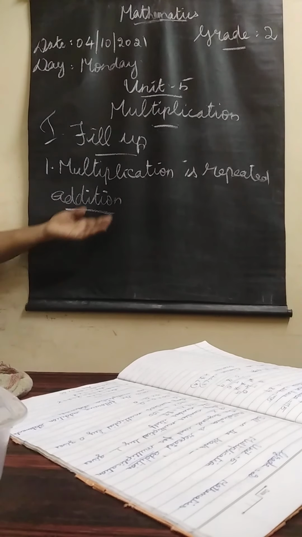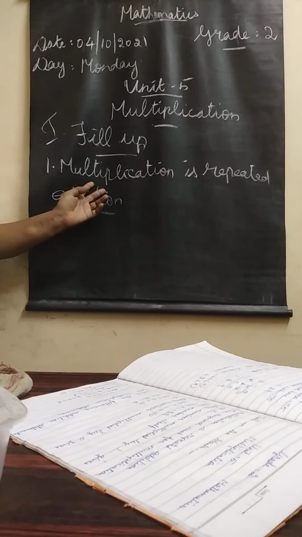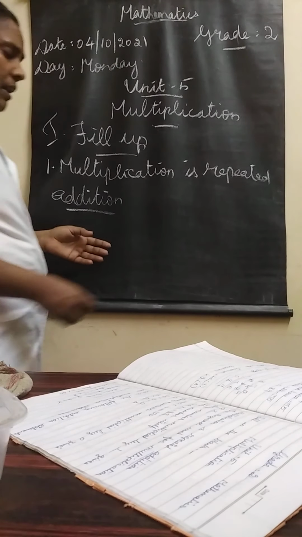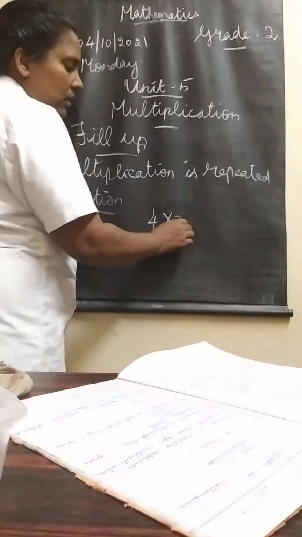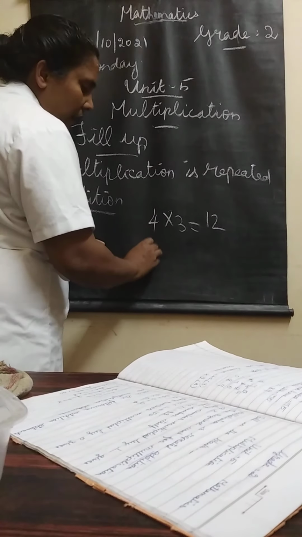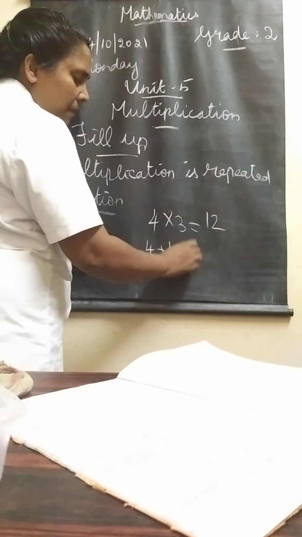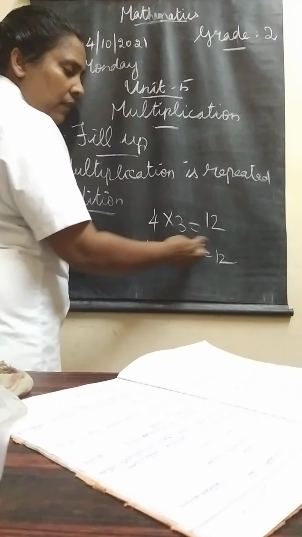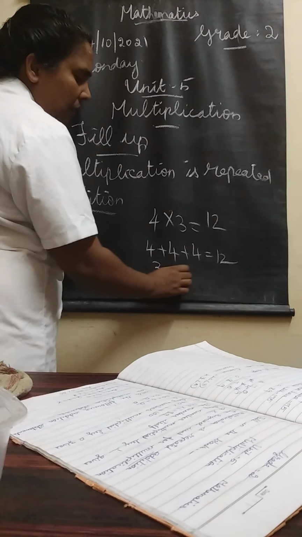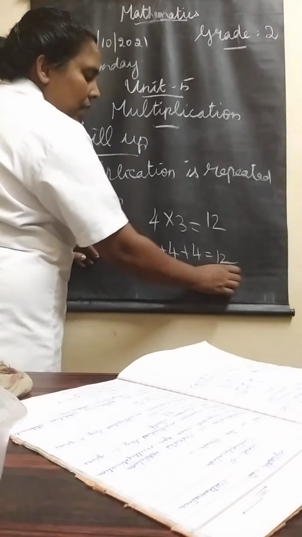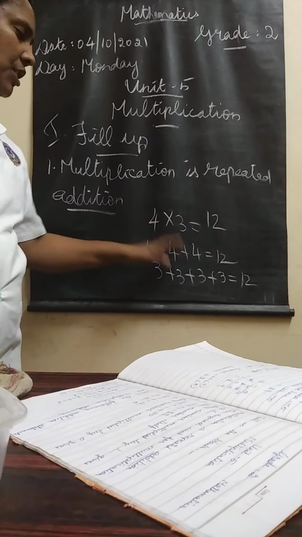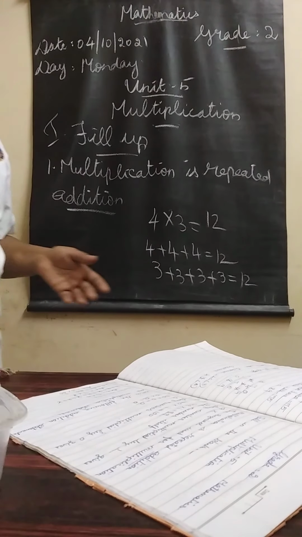Listen, do you understand this? Multiplication is repeated addition. That means what? Listen, if you are multiplying 4 into 3, 4 threes are 12. Okay, if you add 4 for 3 times, what answer will you get? You will get the answer 12. Similarly, if you add 3 for 4 times, what answer will you get? You will get the answer 12. So, multiplication is repeated addition.